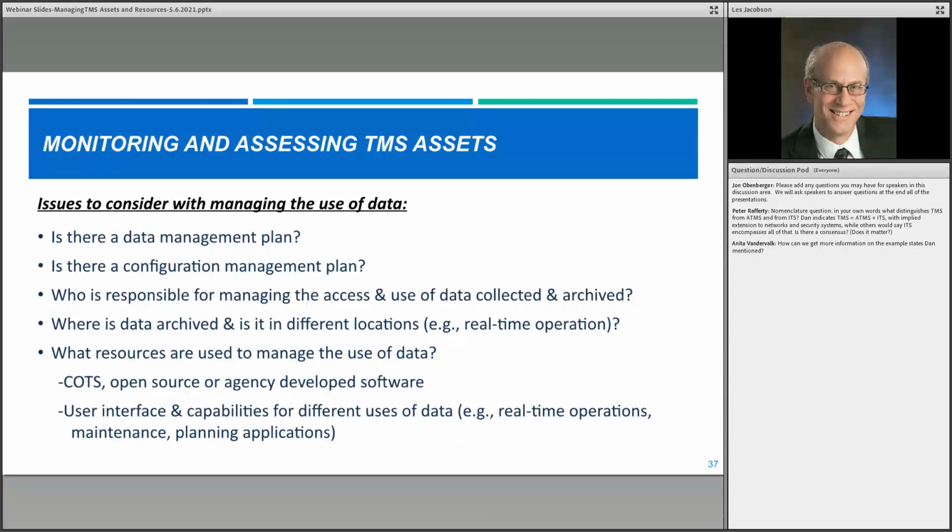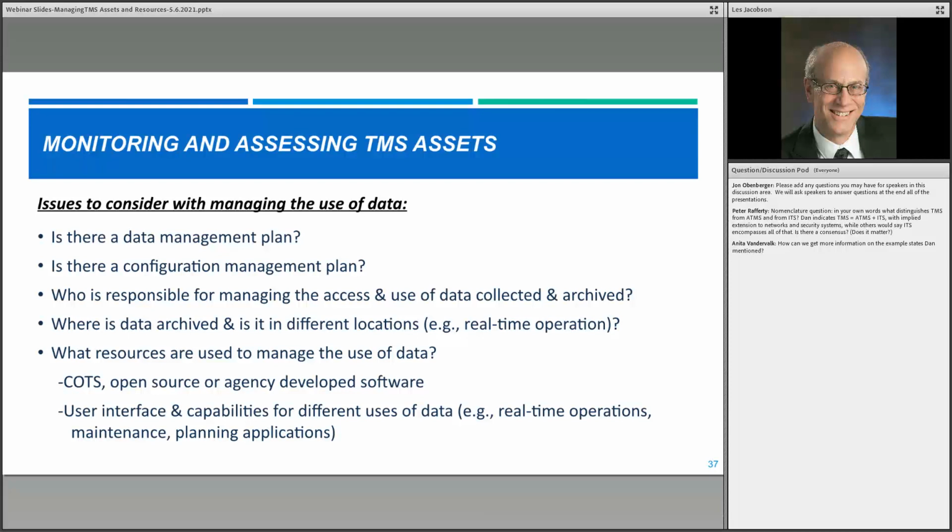When we think about managing the data and using the data, Pete mentioned the importance of a data management plan. So as you're looking into this, one of the questions to ask is, do I have a data management plan? If not, it's probably a good idea to develop one.